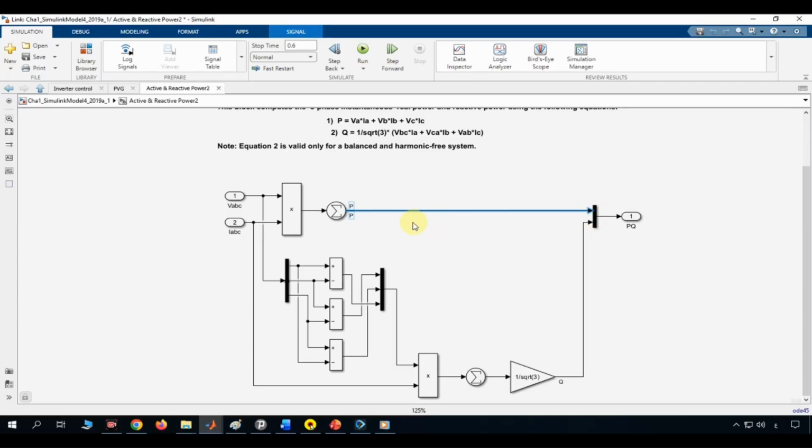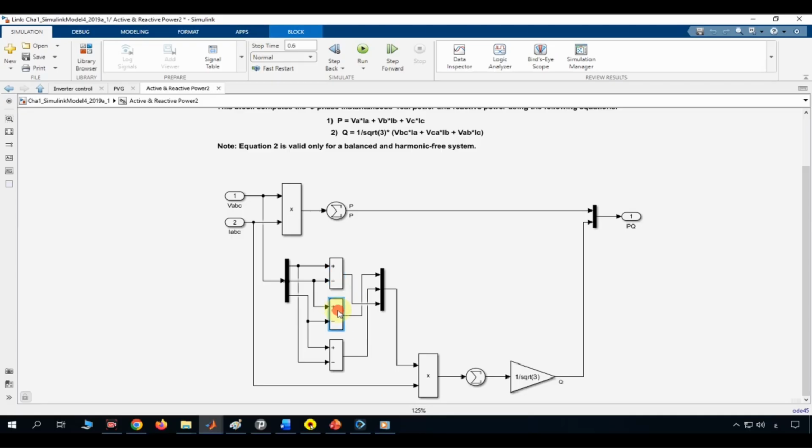Now, let's trace the bottom path, which computes reactive power. First, the three-phase voltage signal gets split apart into its three individual components using a demultiplexer. Once split, those three voltage values feed into three separate addition and subtraction blocks, arranged to compute the phase-to-phase, or line-to-line, voltage differences. The first block computes VB minus VC, giving us VBC.